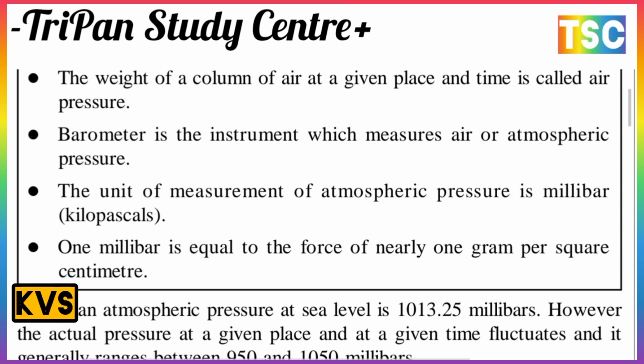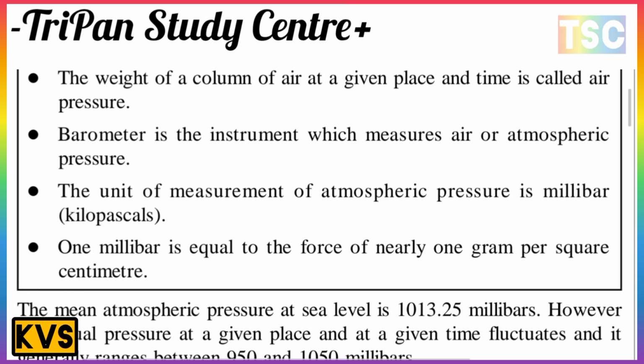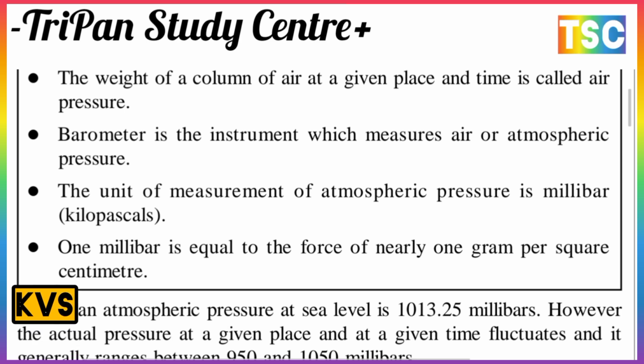The mean atmospheric pressure at sea level is 1013.25 millibar. However, the actual pressure at a given place and at a given time is variable, and it generally ranges between 950 and 1050 millibar. That is the most important point in this topic.